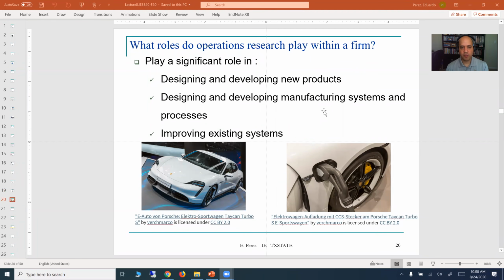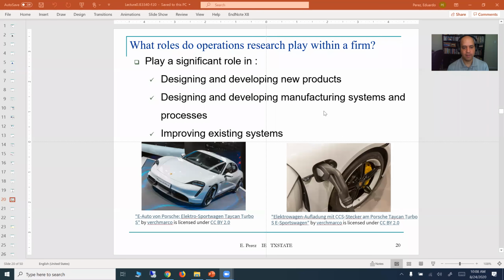What roles does operational research play within a firm? So I think I have given you a good perspective already, but we play a significant role in designing and developing new products, new logistics, implementing new equipment in terms of scheduling and in terms of optimizing the dimensions of a facility, for example, improving existing systems.